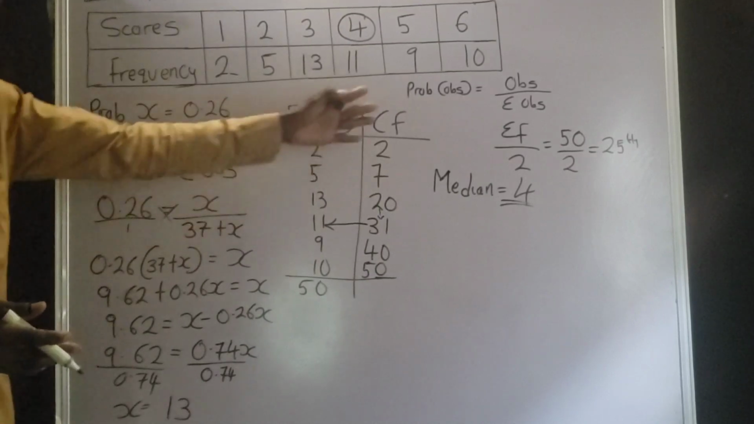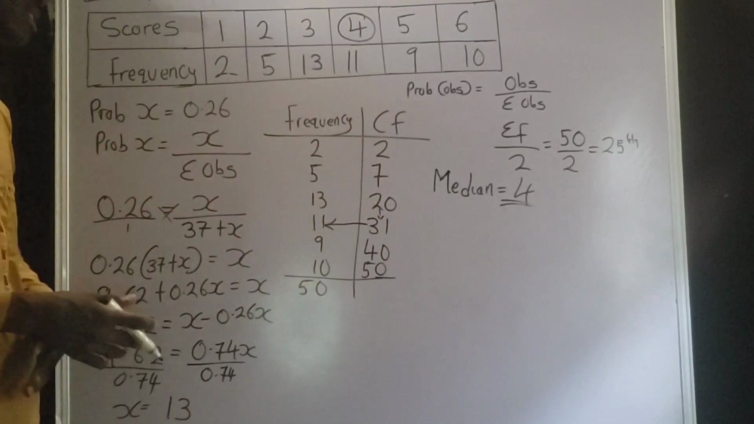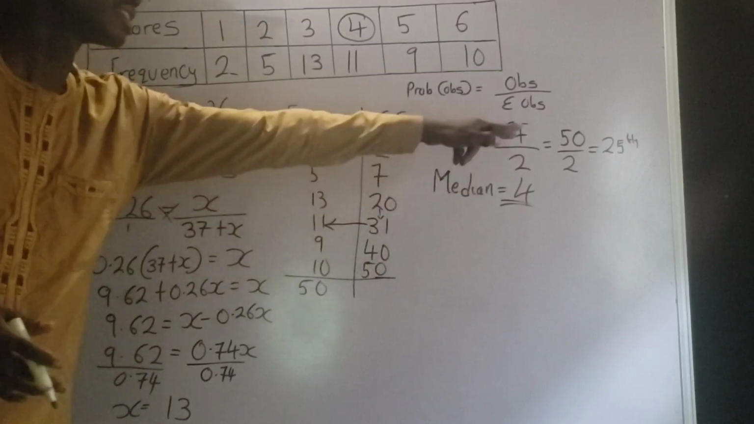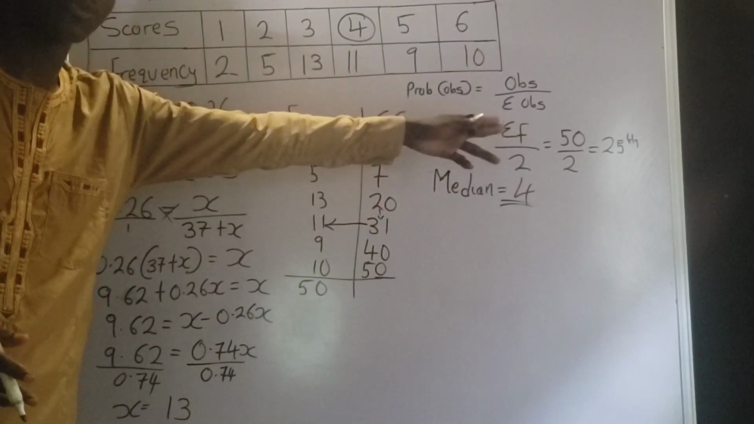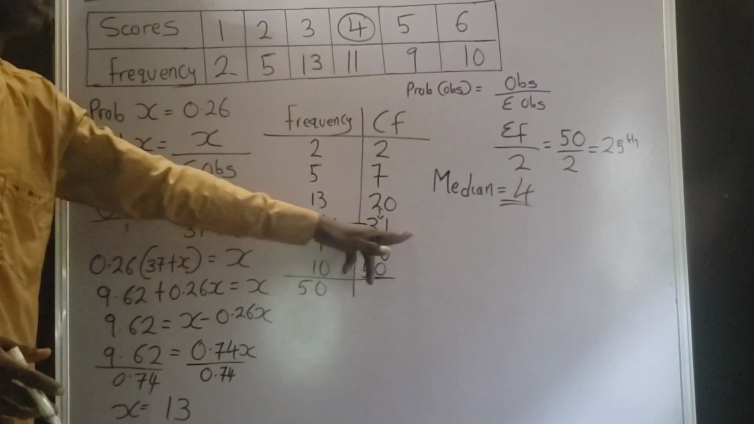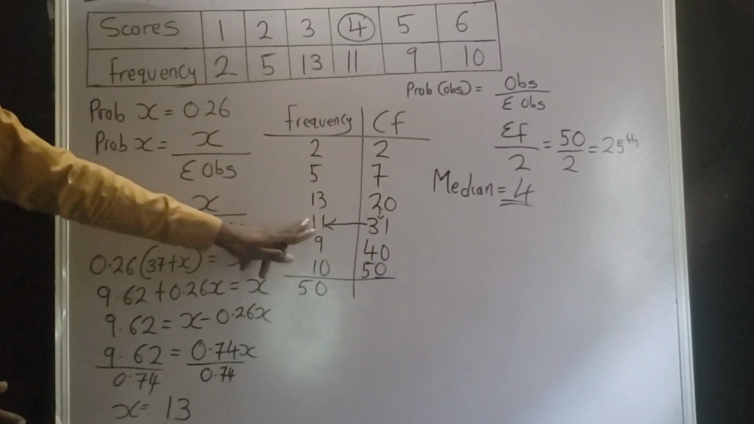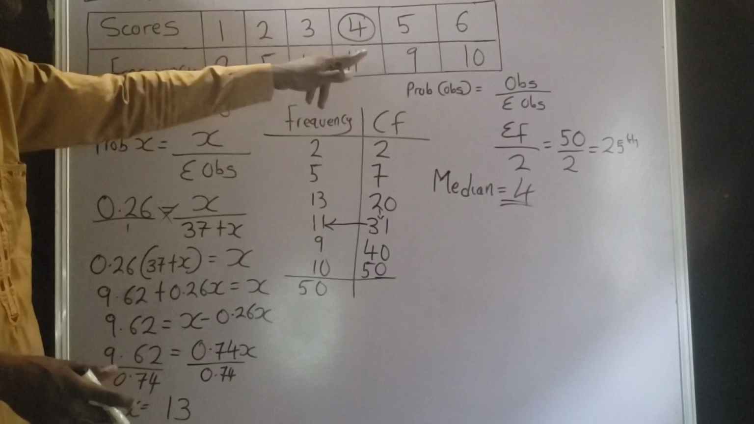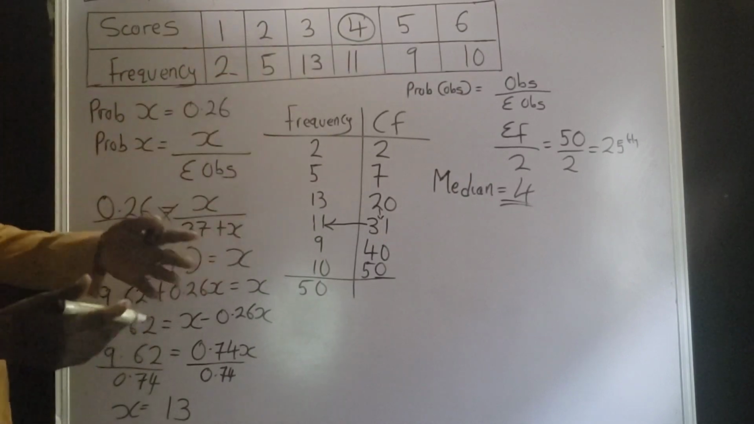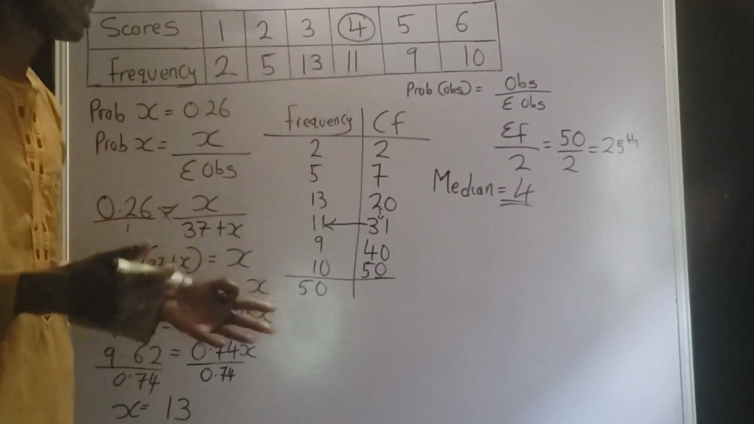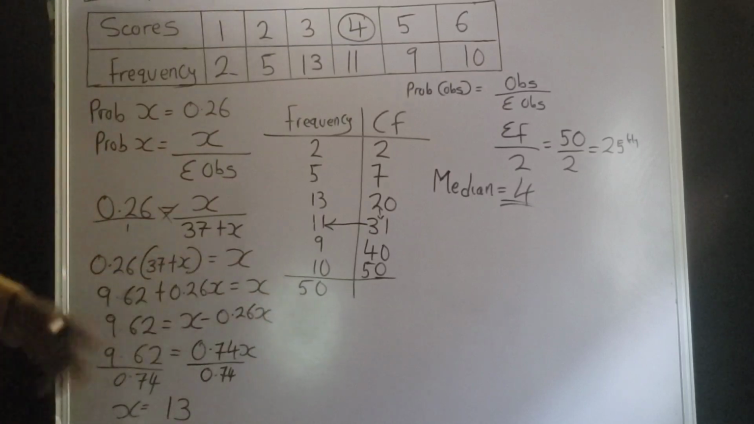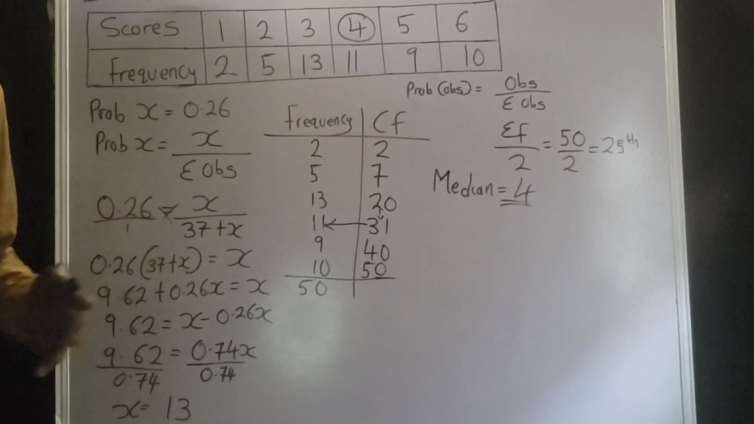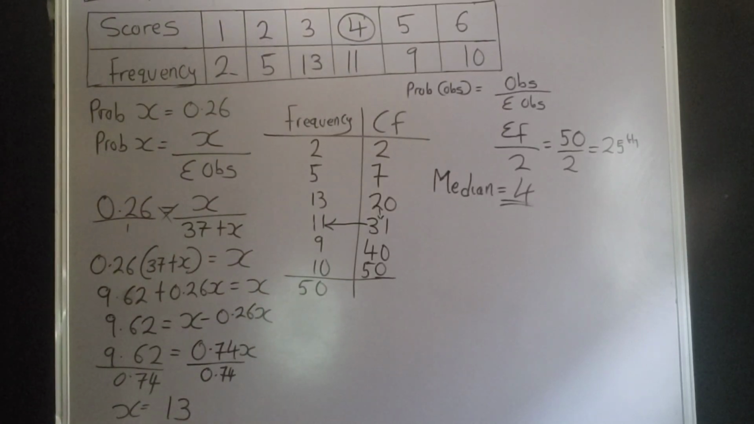Then you proceed to construct your cumulative frequency table. That's what I just did, and locate where the position of the median class falls in the cumulative frequency table. Then trace it back to your frequency. I got 11. Then I go back to my table. I look at the scores that correspond to 11. That is 4. So that's how to get the median of a frequency distribution table.